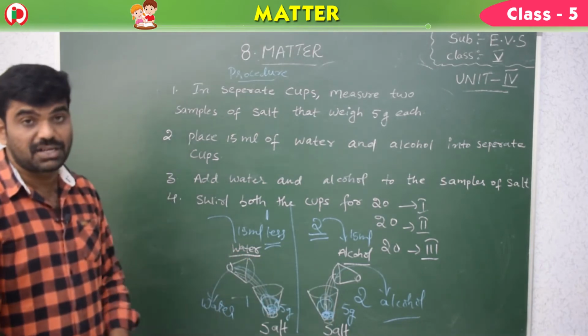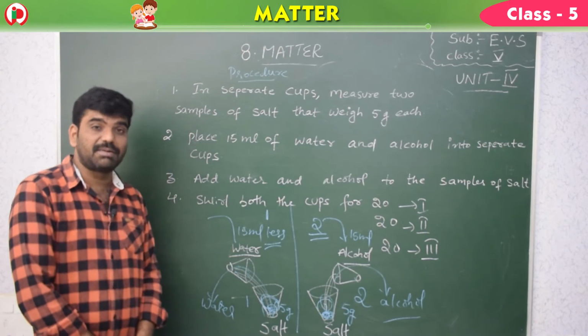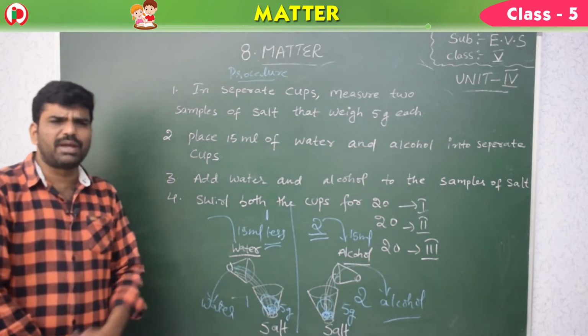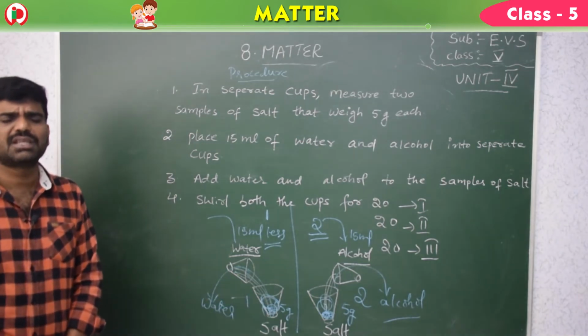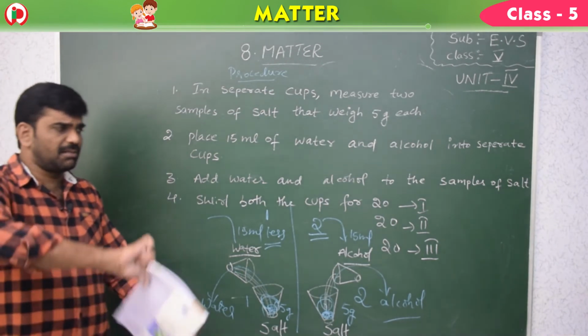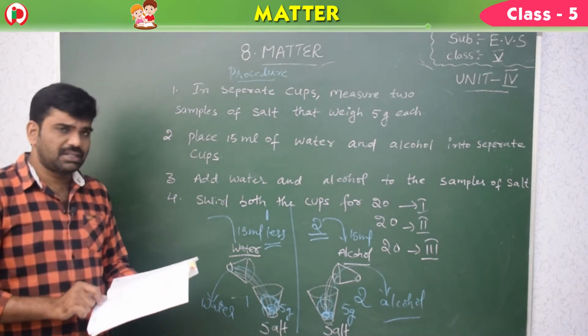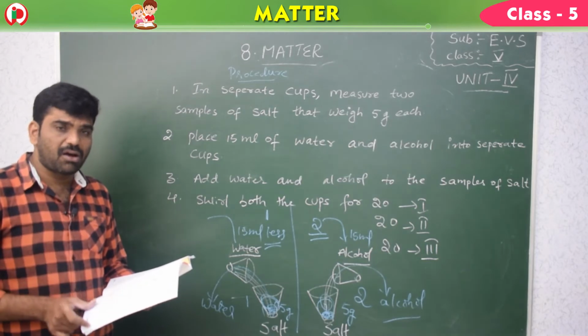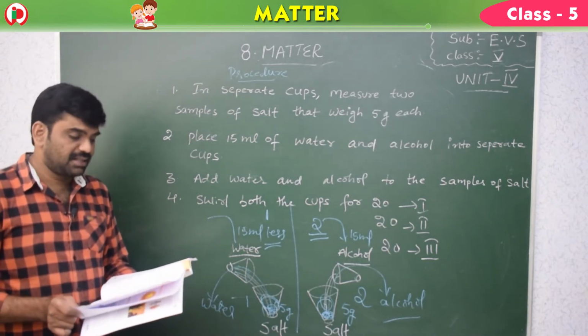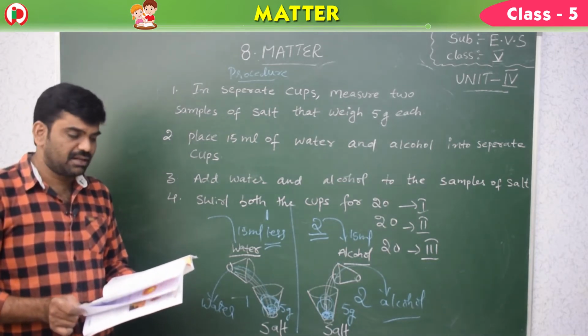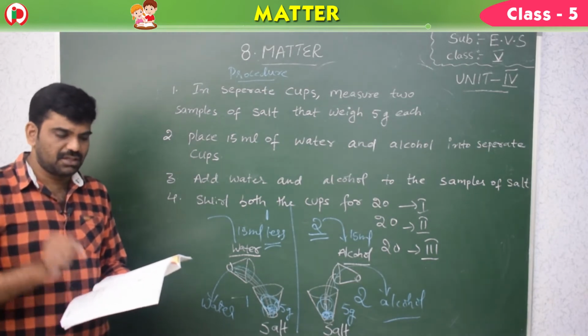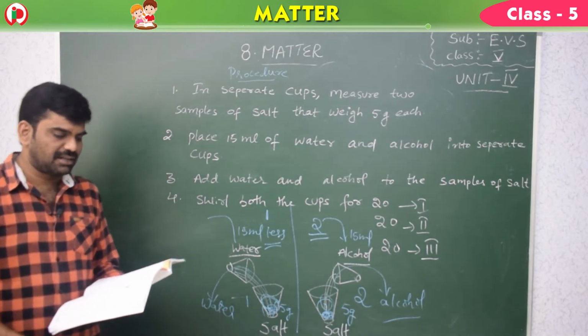Once again I repeat, children, this is a very important experiment. This experiment is proving the solubility of salt in water. For that, the materials required are water, isopropyl alcohol, salt, a graduated cylinder to measure, 2 clear plastic cups, 2 small plastic cups and a balance.